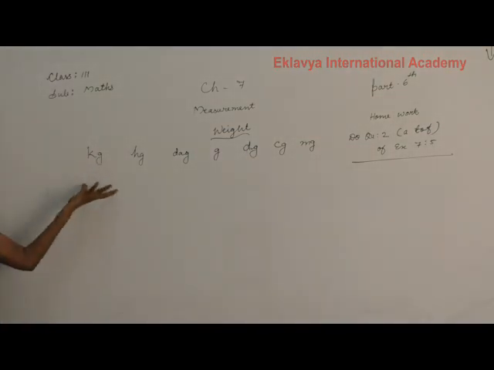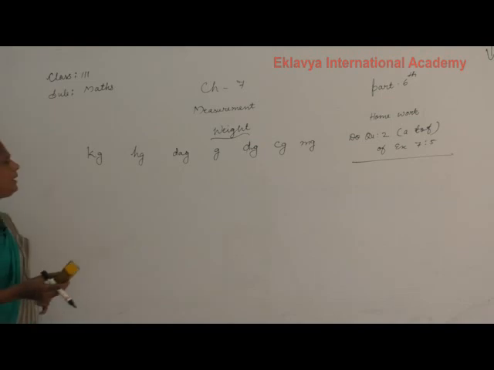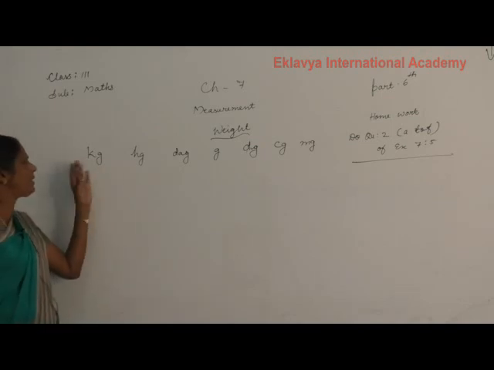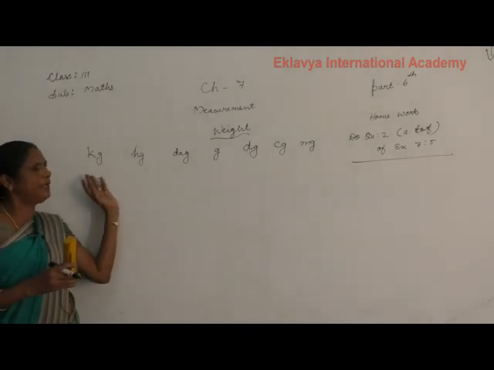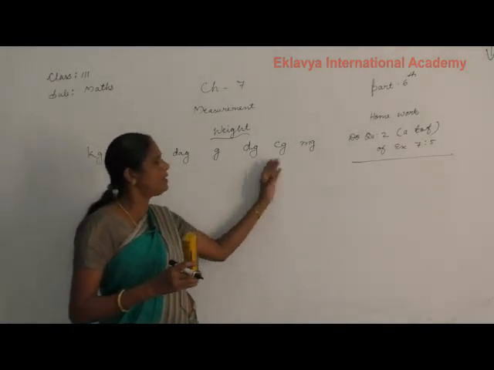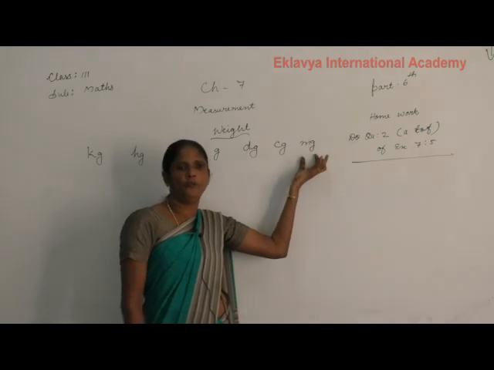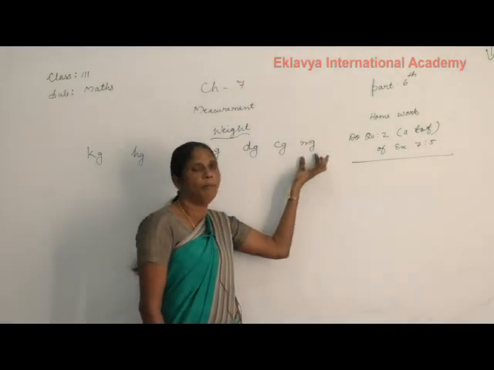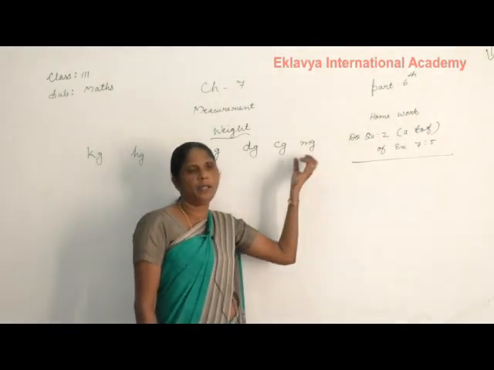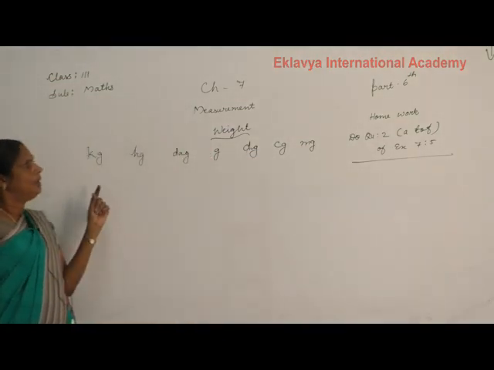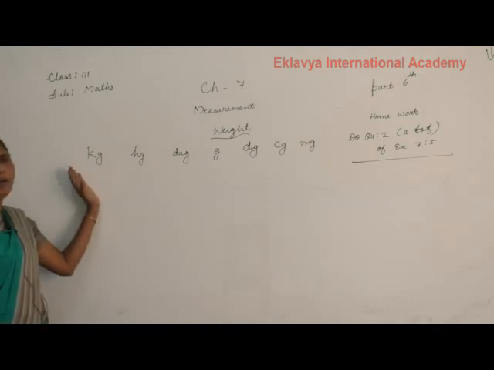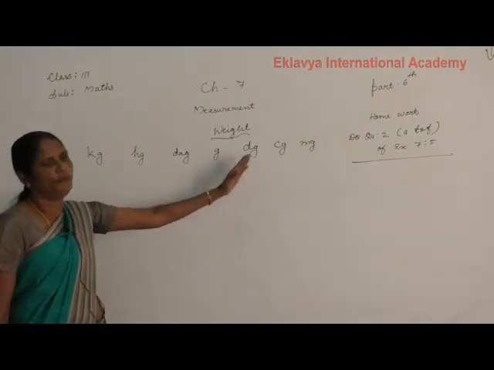What is kilogram? When we purchase rice, wheat or any grains in bulk, we write kg. The smallest unit of weight, mass is milligram. This is used in tablets. These are the measurements of weight.